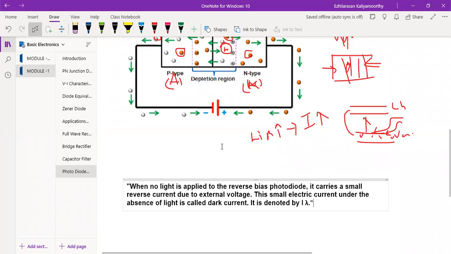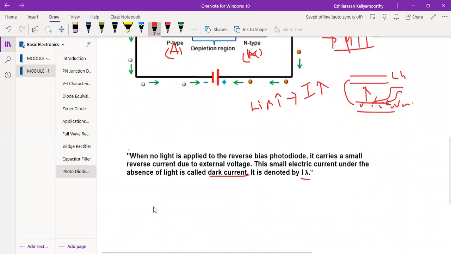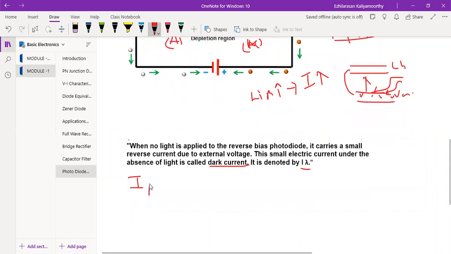When no light is applied to the reverse bias photodiode, it carries a small reverse current due to the external voltage. That small electric current in the absence of light we can call dark current, denoted as I lambda. So in a photodiode, the reverse current IR is independent of the reverse bias voltage, VRB.